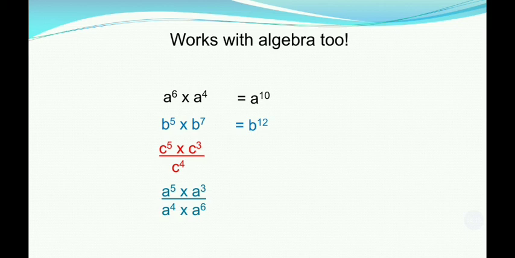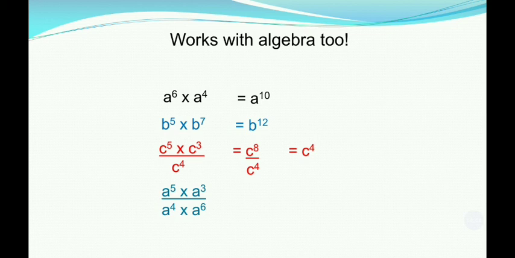And c to the power of 5 into c to the power of 3 divided by c to the power of 4. So here you can add the powers in the numerator, that is c to the power of 5 plus 3 becomes c to the power of 8. And in the denominator, c to the power of 4. So the next step will be c to the power of 8 minus 4, that is equal to c to the power of 4.